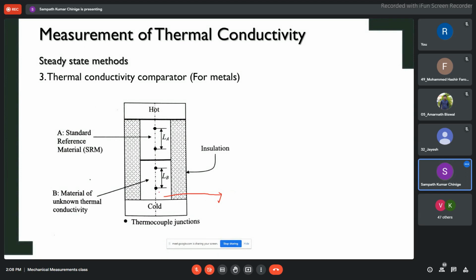thermal conductivity comparator. The principle is as shown here. We have a sample of standard reference material whose thermal conductivity is known, and generally it is certified by the manufacturer. It is placed in series with the material of unknown thermal conductivity, the material for which I need to find the thermal conductivity. They both have identical cross sections.